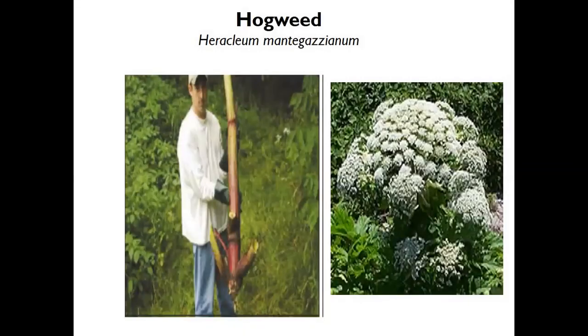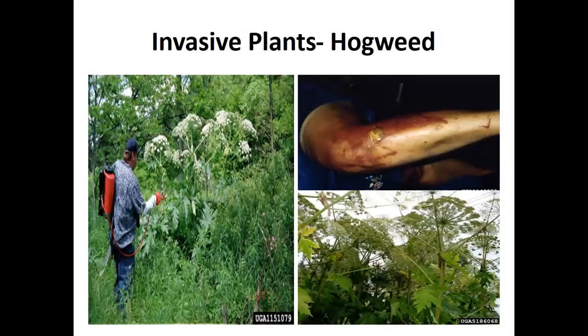Another one is the giant hogweed. This looks like a giant Queen Anne's lace. We talked about that in weeds last week. The thing is, this can grow 12 to 15 feet tall or higher, and it produces a sap that can cause serious dermatitis or eye damage if it gets in the eye, similar to poison ivy.